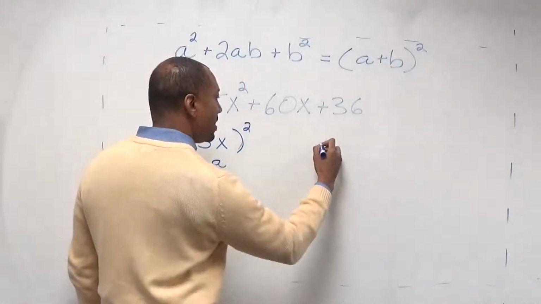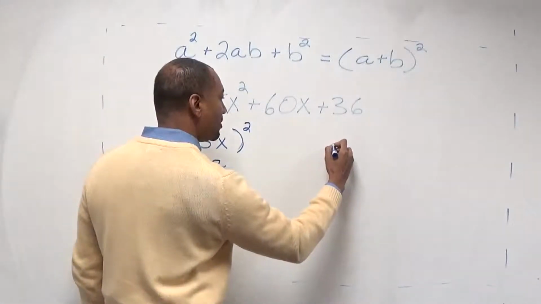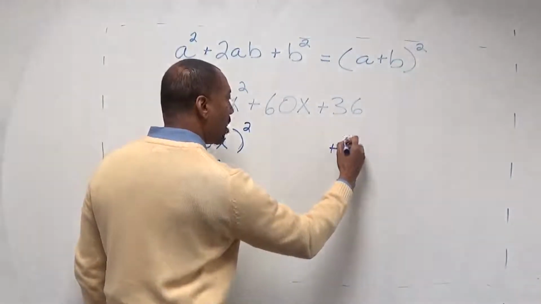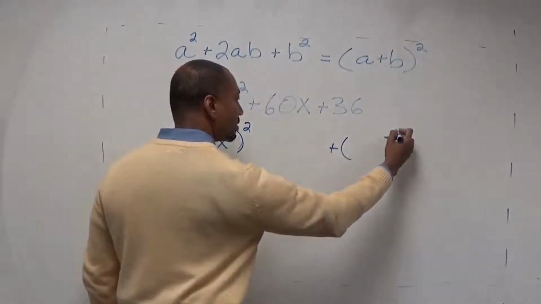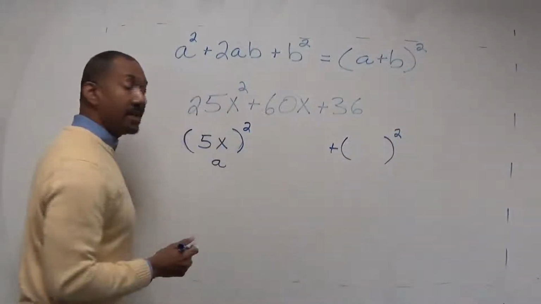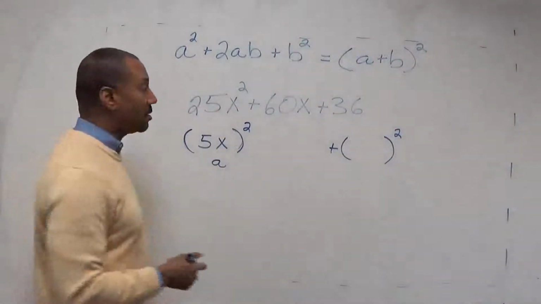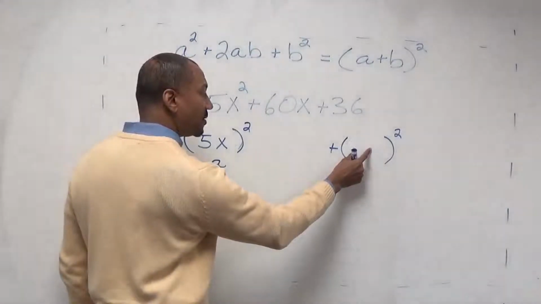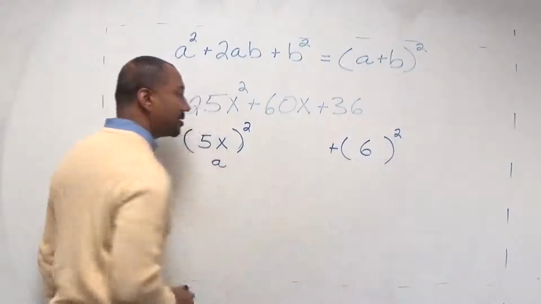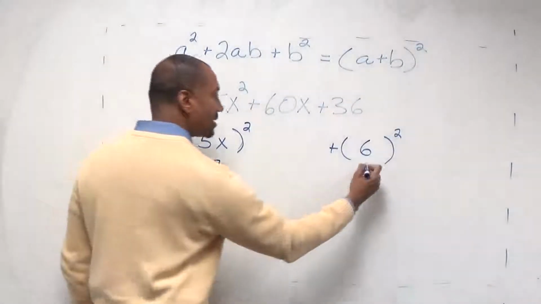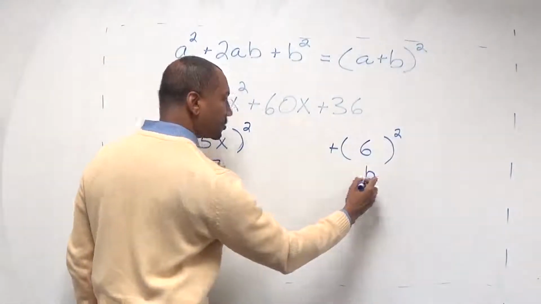As far as my b is concerned, at the end of the problem here, we're also going to get some parentheses going, squared. And I'll ask myself the same question. What can I put inside the parentheses so that when I square it, I get 36? You got it. It's 6. And that's going to be my b.